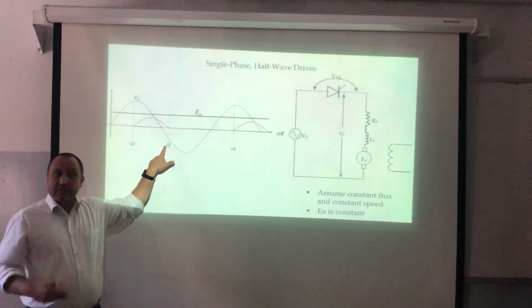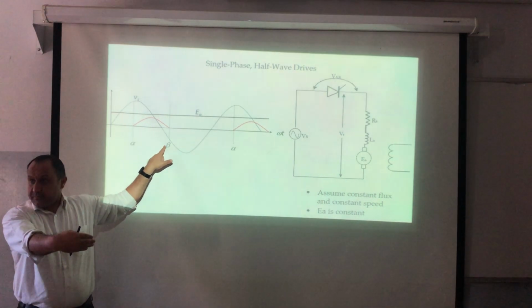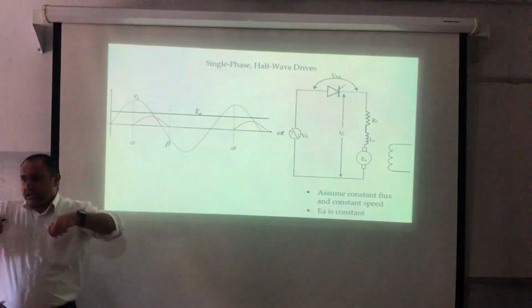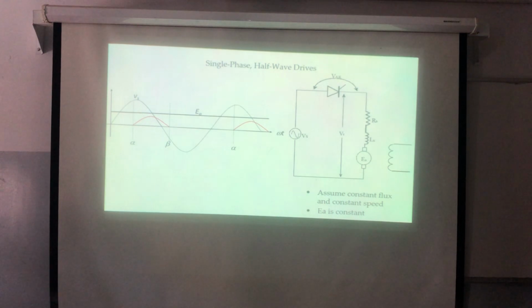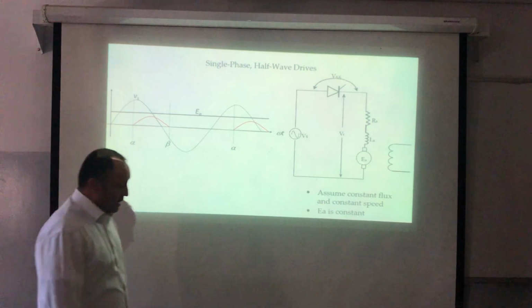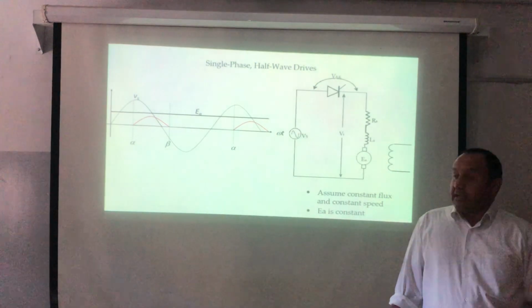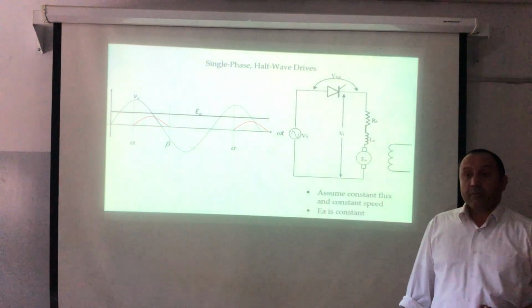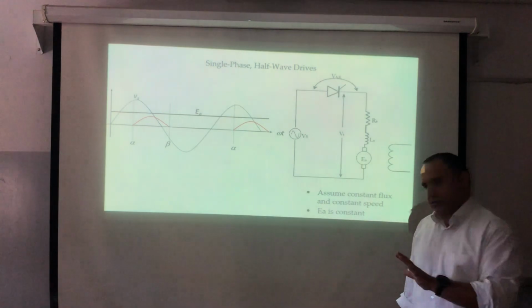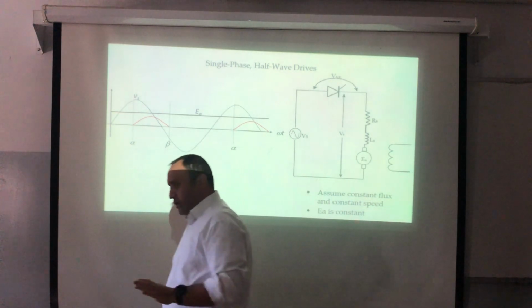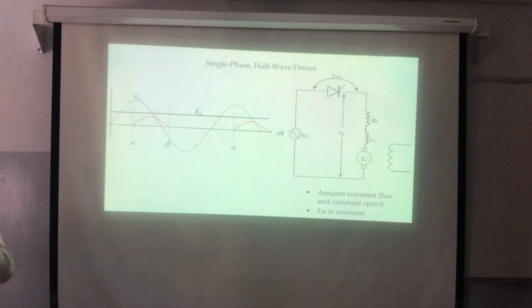So beta is what? Is the extension angle. Good? Now beta minus alpha is called what? The conduction period. Yes? Good. And this will repeat what? Every cycle. Now, here sometimes it's very difficult to achieve continuous current, yes or no? Yeah?